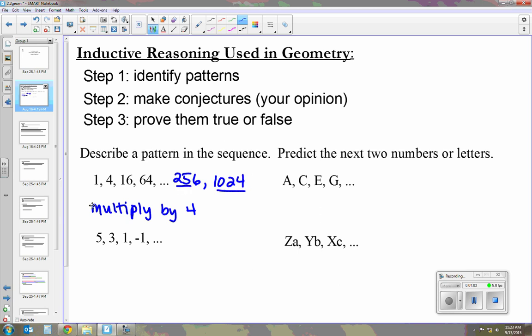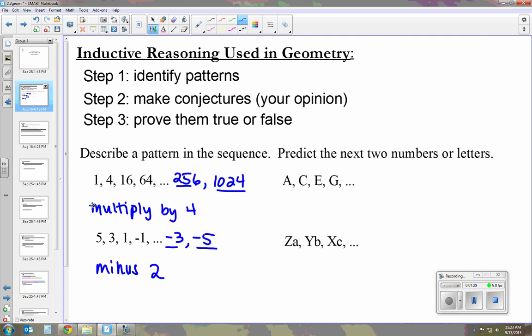We can do the same for the one on the bottom. 5 minus 2 is 3. 3 minus 2 is 1. 1 minus 2 is negative 1. Negative 1 minus 2 is negative 3. And negative 3 minus 2 is negative 5. Okay? Now we can do the same thing with number patterns or letter patterns.